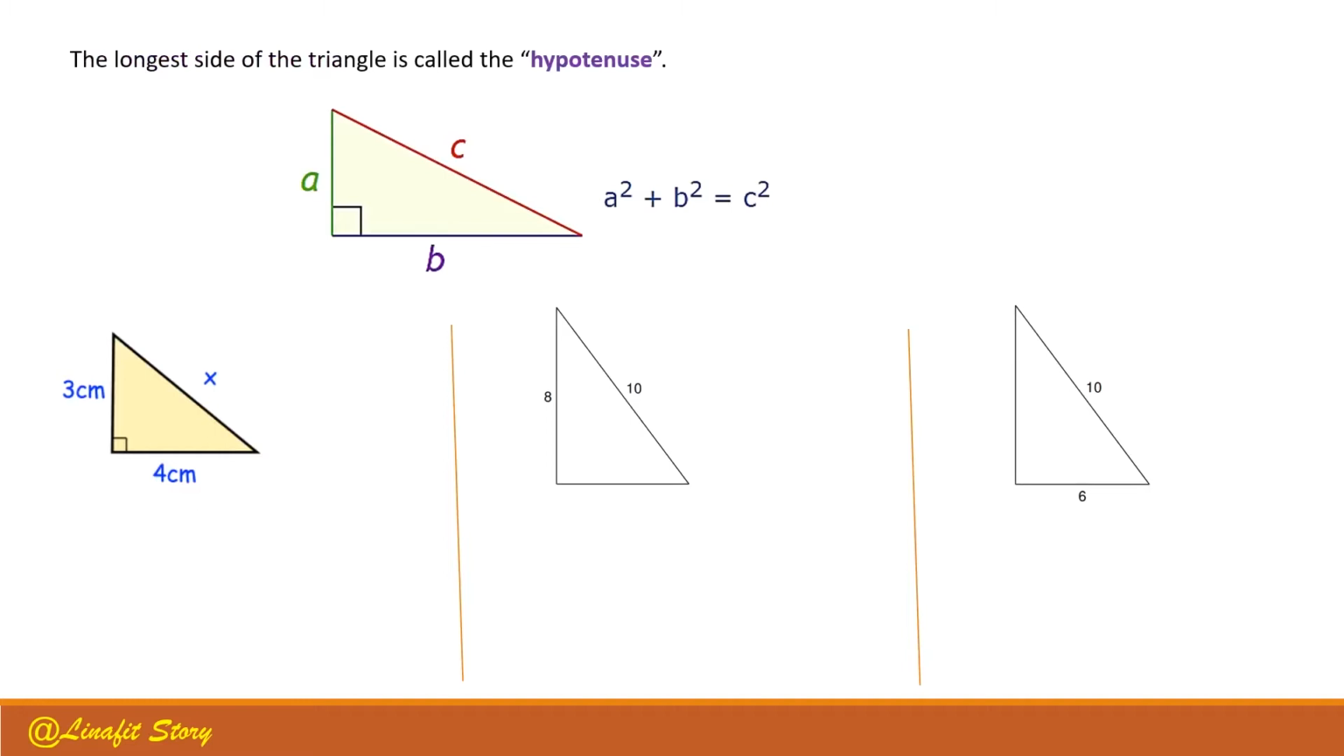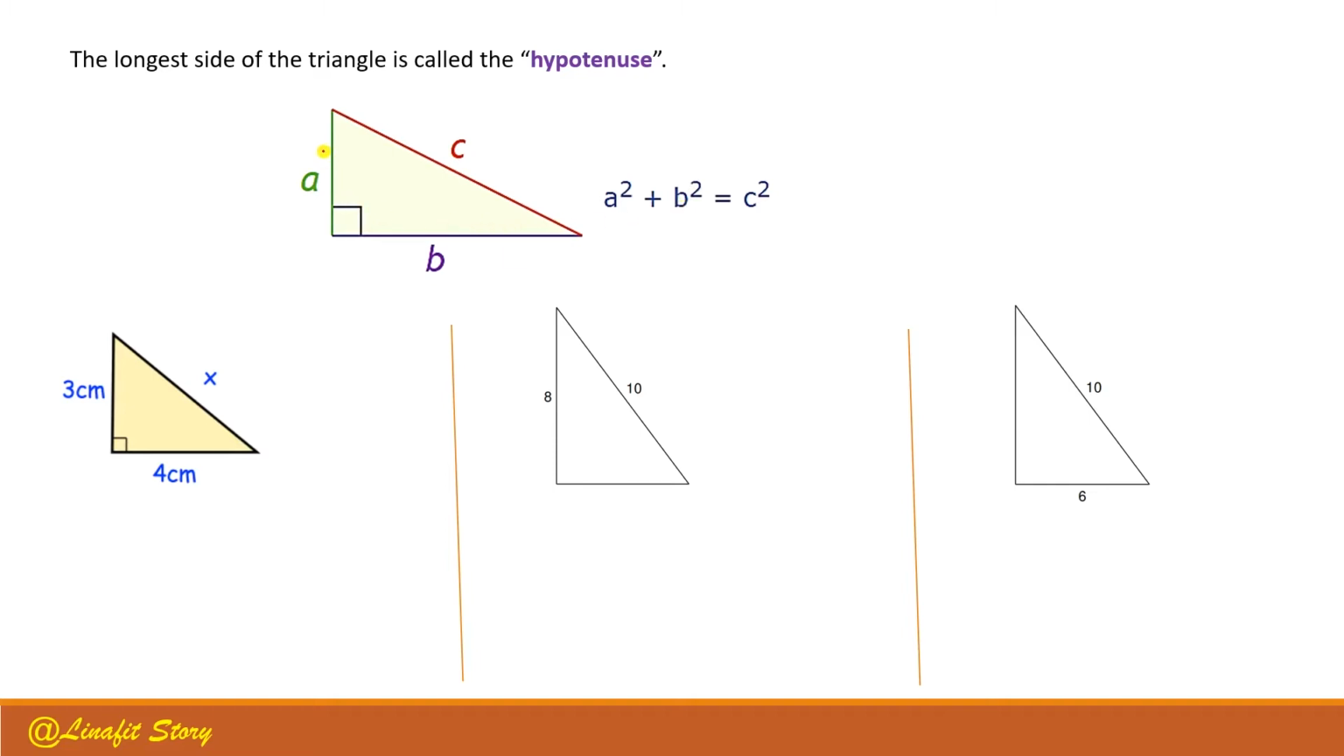The longest side of a right triangle is called the hypotenuse. So for example over here, the hypotenuse is the longest side, so letter C, while the other 2 arms or 2 sides are A and B. In the right angle triangle, the square of the hypotenuse is equal to the sum of the squares of the other 2 sides.